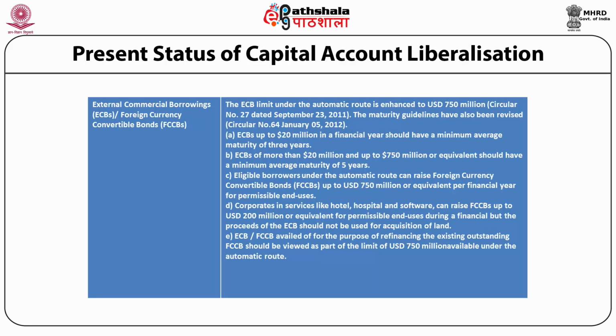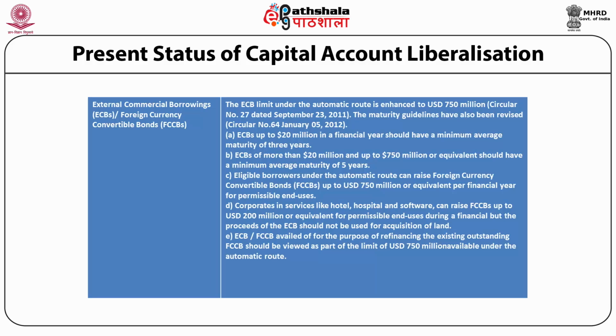5 years. Eligible borrowers under the automatic route can raise foreign currency convertible bonds up to US $750 million or equivalent per financial year for permissible end uses. Even the corporates and services like hotel, hospital and software can raise FCCBs, that is foreign currency convertible bonds, up to US $200 million or equivalent for permissible end uses during a financial year, but the proceeds of the ECB should not be used for acquisition of land.